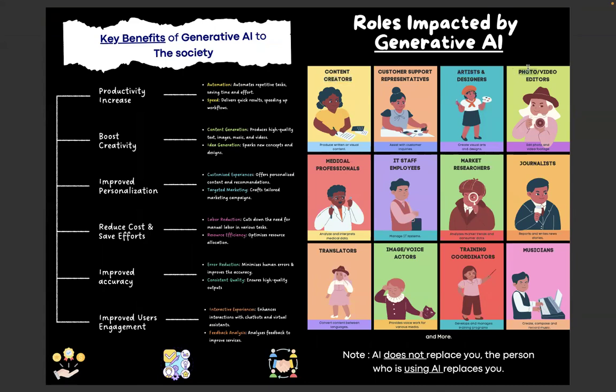Artists, designers, photo and video editors: there are tools to do it. Medical professionals: of course, some human intervention is required, but some things you can completely use generative AI to sort out in the medical field. Musicians: you can create music, images. Voice actors. Yes, some of these roles are impacted by generative AI.